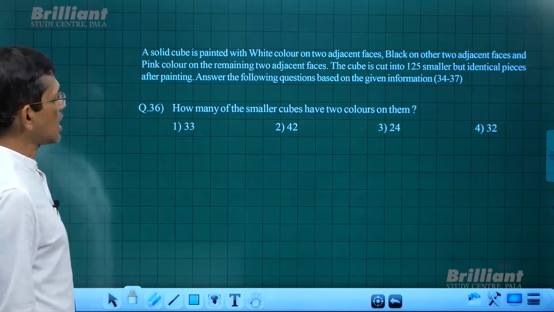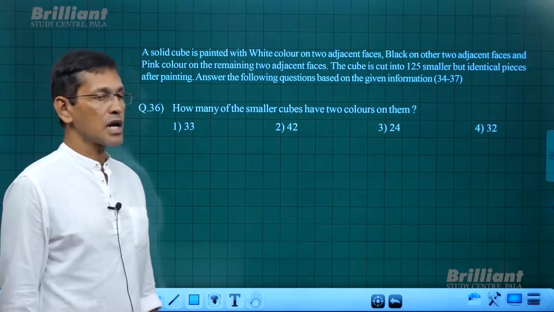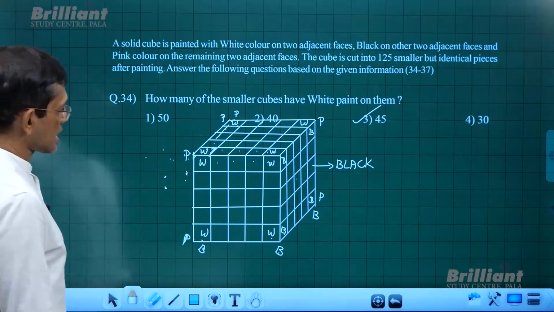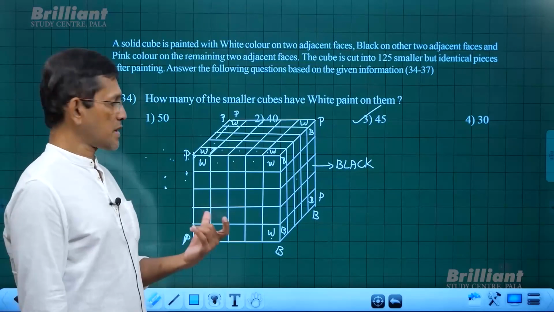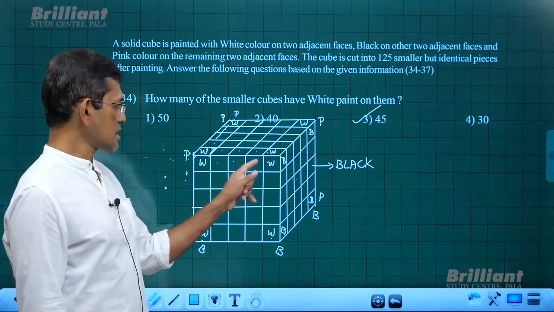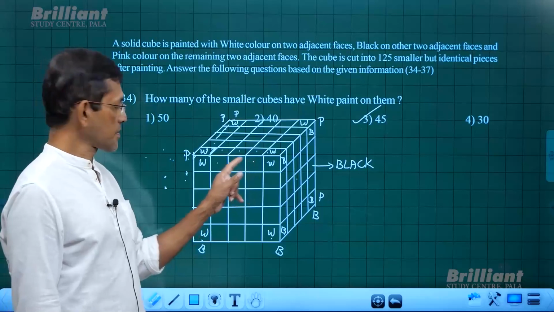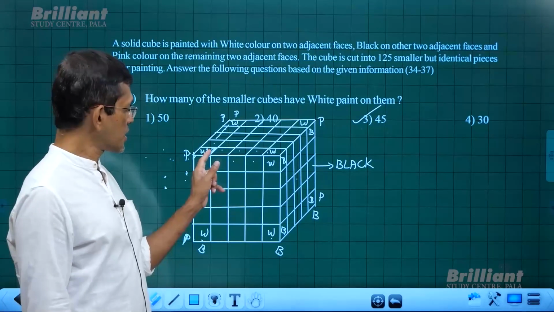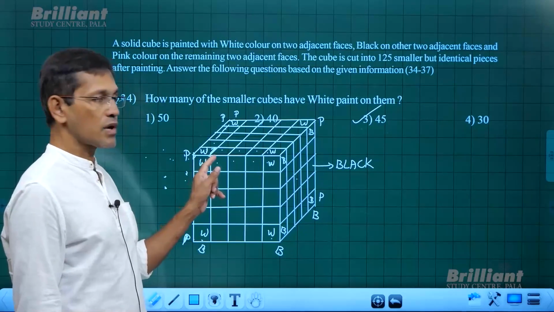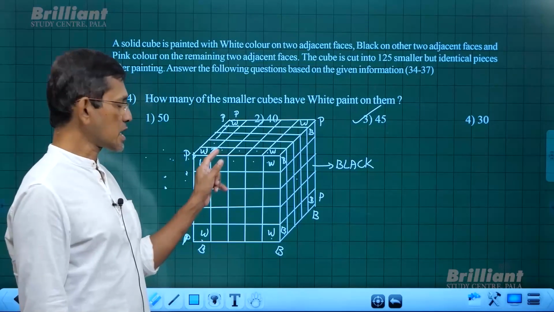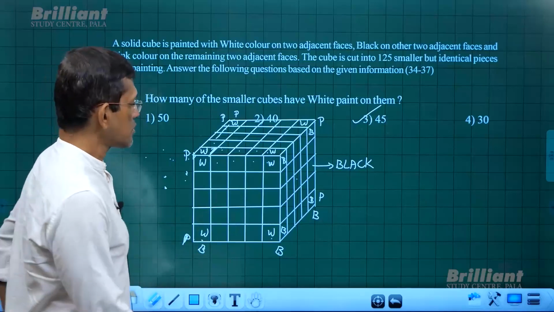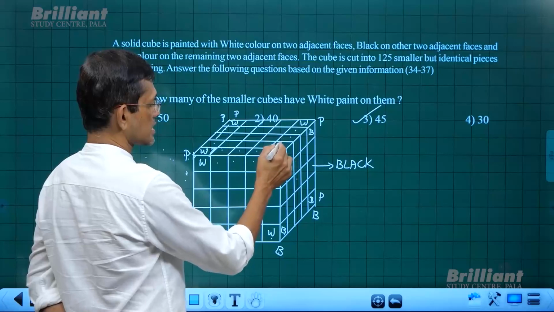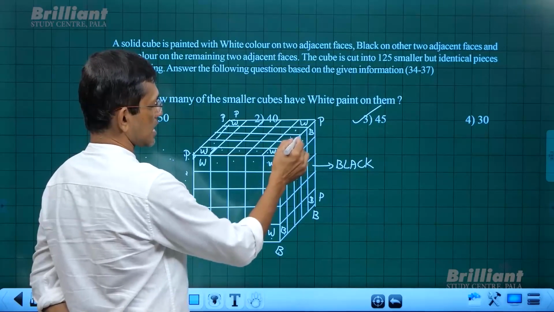Now, next one, how many of the smaller cubes have 2 colors on them? 2 colors. This case, this is what the diagram we have. How many of them have 2 colors on them? Actually, if you look at this edge, this is white on this side and white on this side. So the cubes on this edge, they have only 1 color. 2 sides painted, but only 1 color. And how about the cubes on this edge? This edge we have white, white, white, and this side is black, black, black.